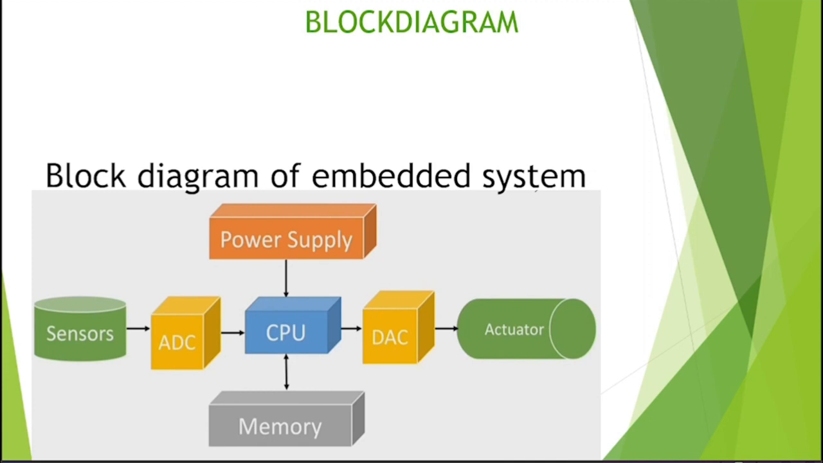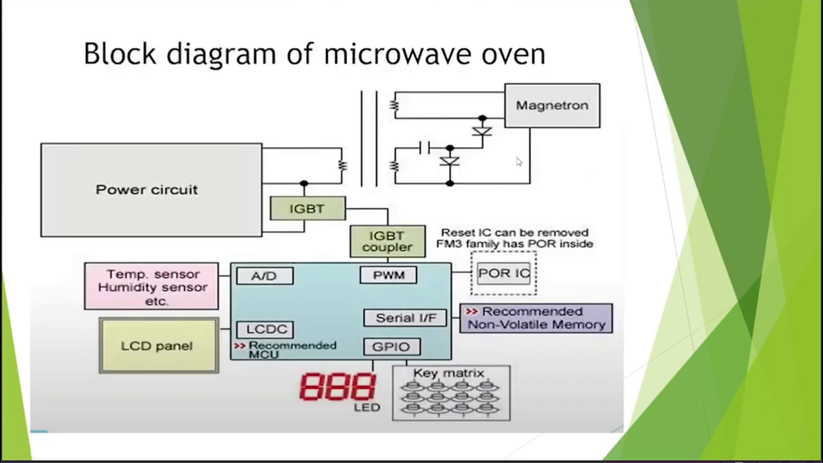To work an embedded system properly, we need some user interface software. That's why we use the software MPLAB. This is the block diagram of an embedded system. Then we talk about the block diagram of the microwave oven.